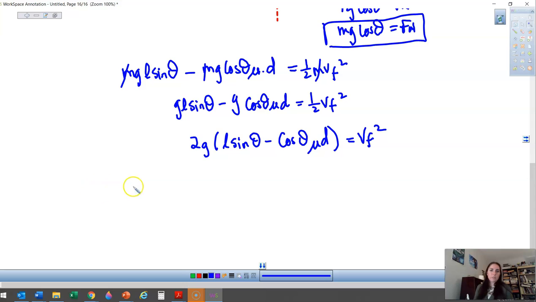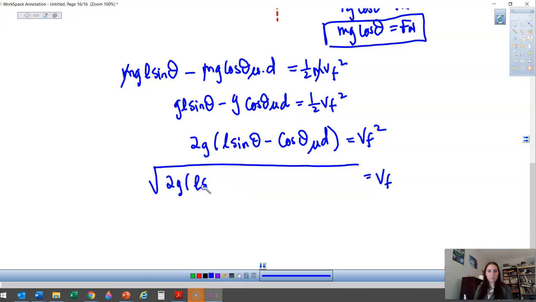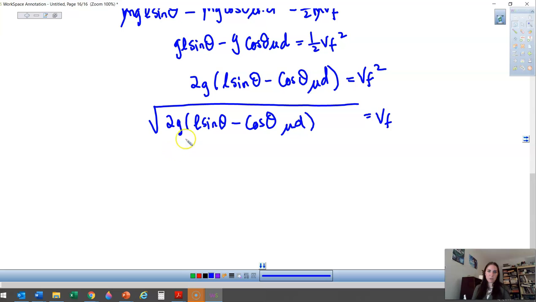The square root of all this, we'll get the velocity at the bottom. So you can see it's a little more hefty. Once we get into the mode of adding friction, it actually makes it substantially harder. So let's go ahead and do this.